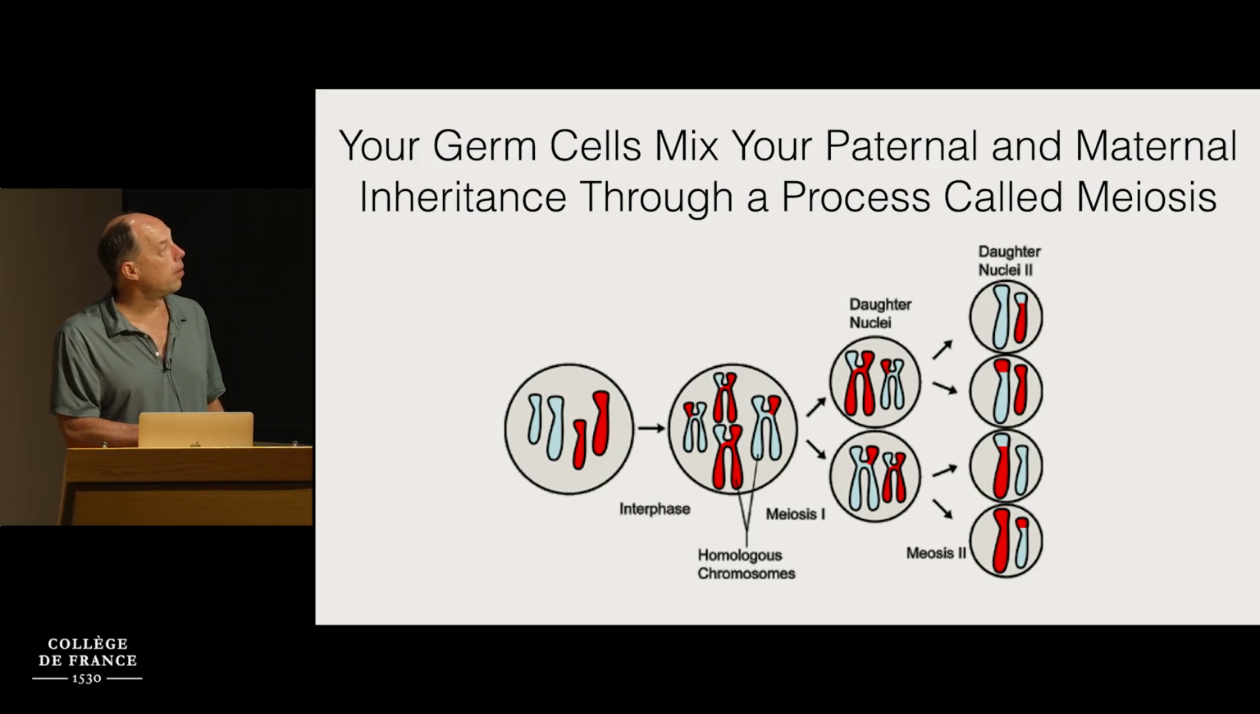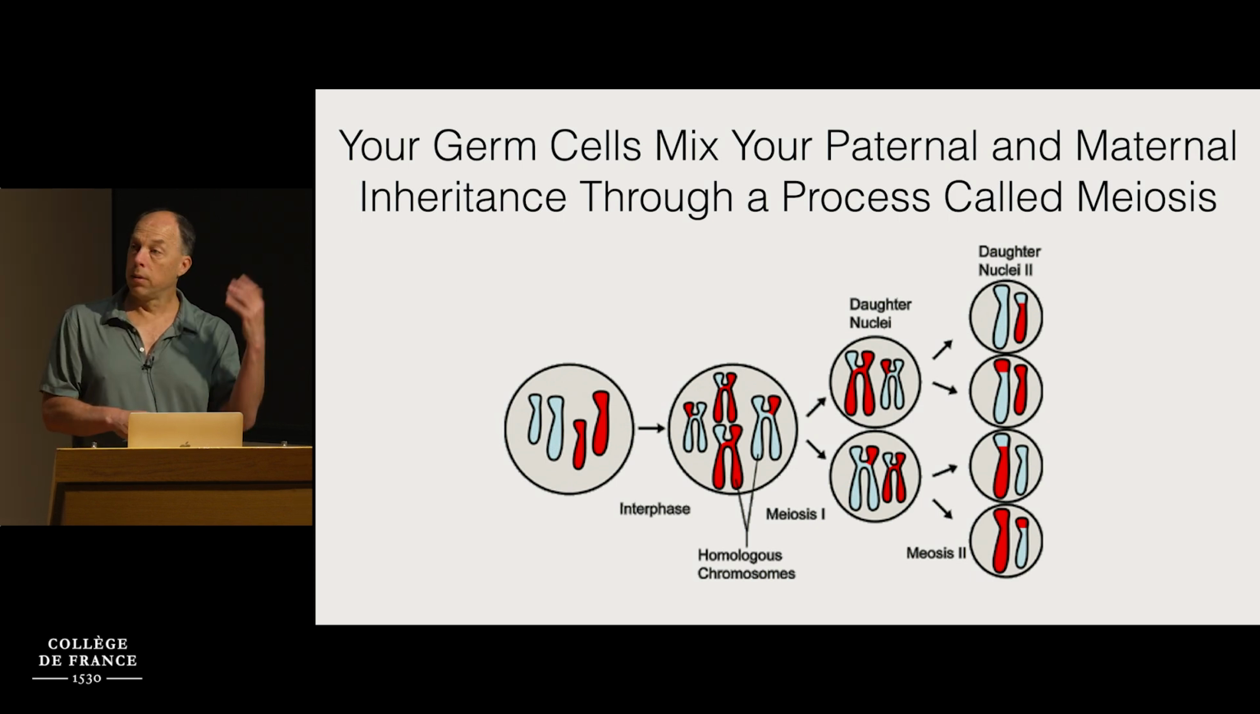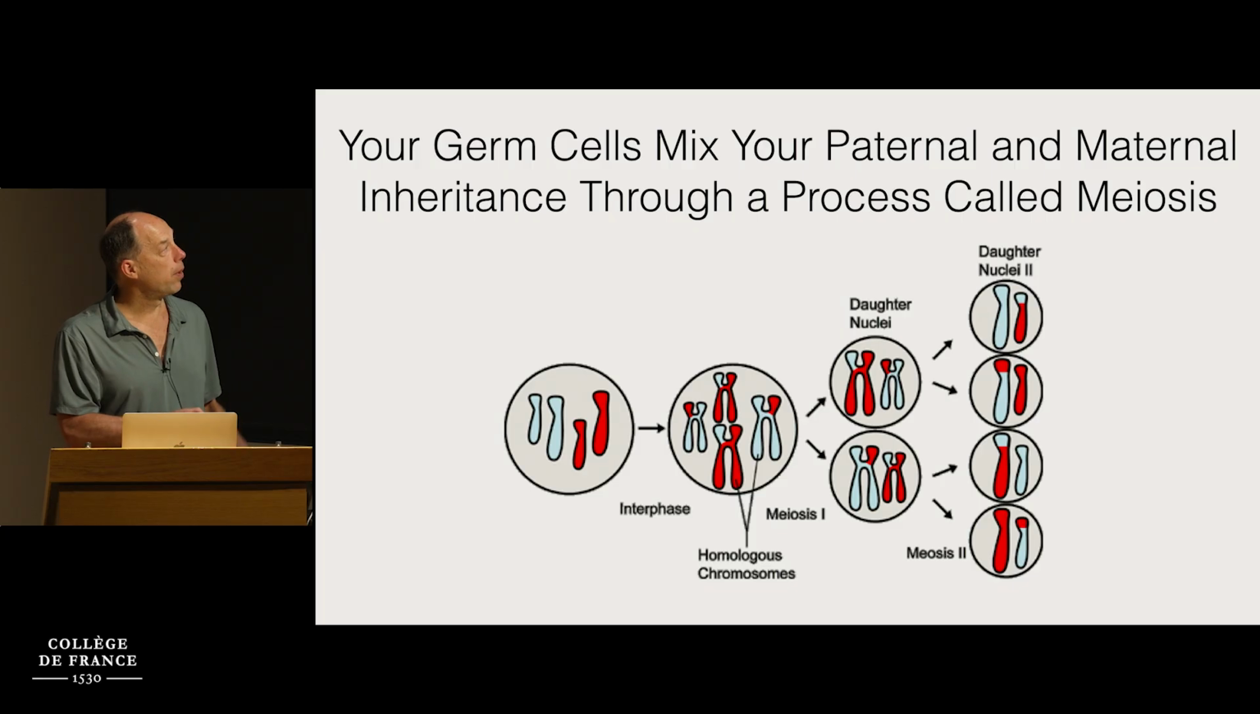So most cells are diploid, so 2 copies of each chromosome. Here it's been simplified to imagine there's only 2 chromosomes. One is paternal, one is maternal. So this could be the DNA you inherited from your father, this from your mother.